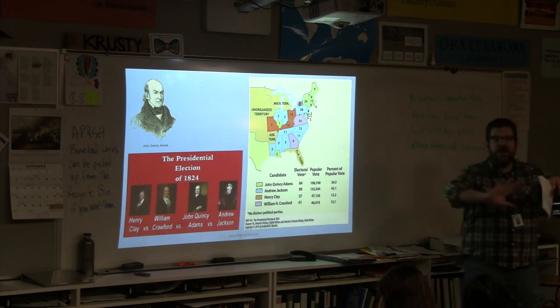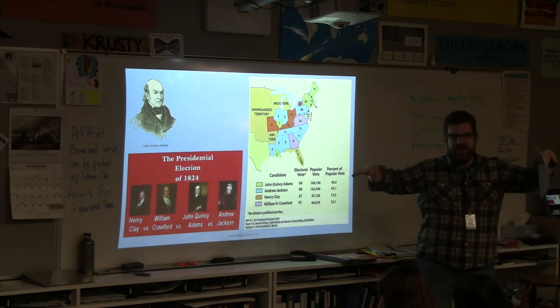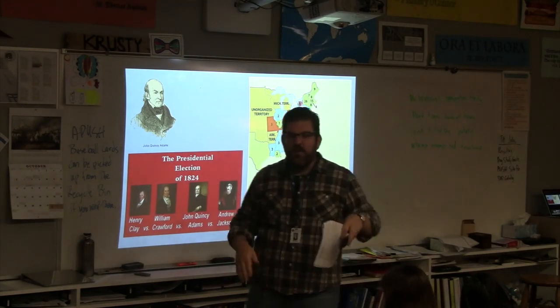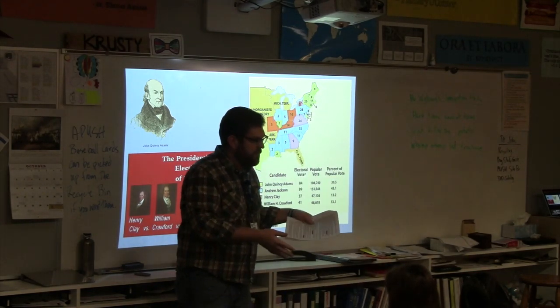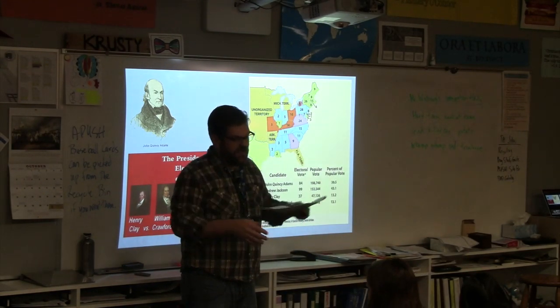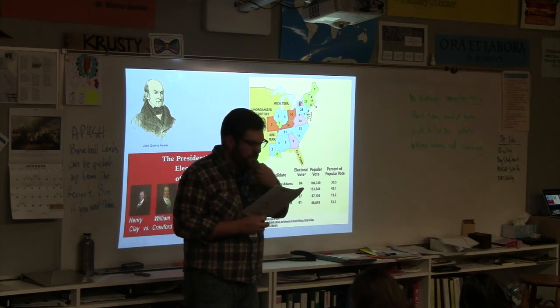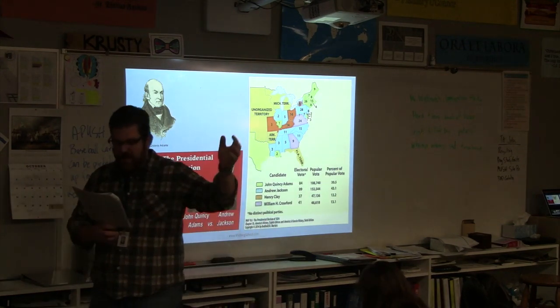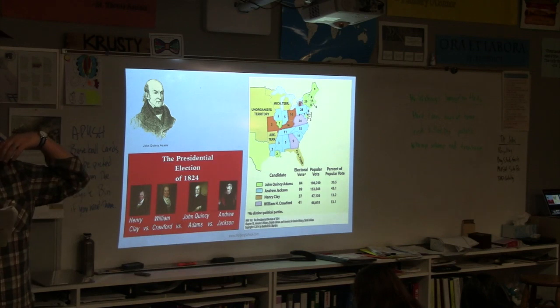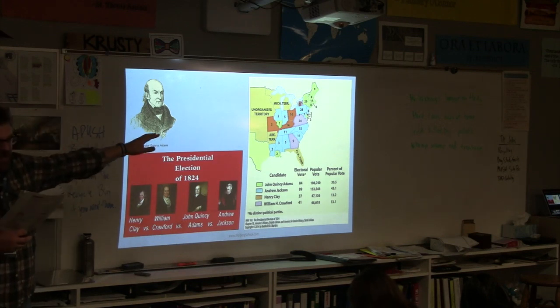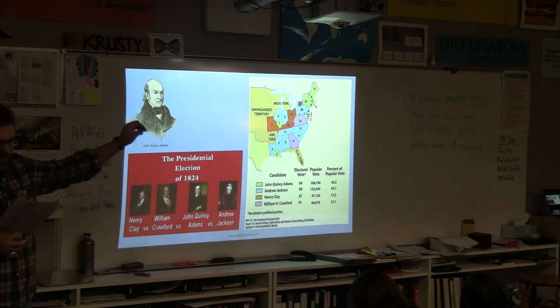But there are 2 kind of wings of it. One side says we want a strong central government, one side says we want to favor our state government. It's all one political party, but it's not a unified party. And in general, we group them together. The national faction is Henry Clay and John Quincy Adams. And then the Jeffersonian side, Martin Van Buren and Andrew Jackson. We'll talk more about them in a minute.